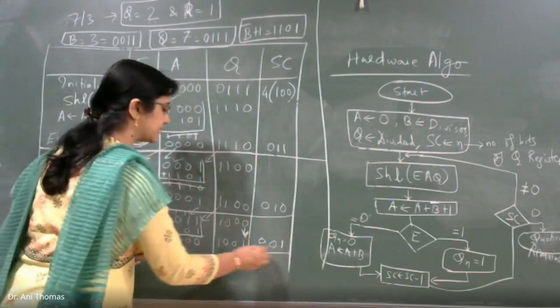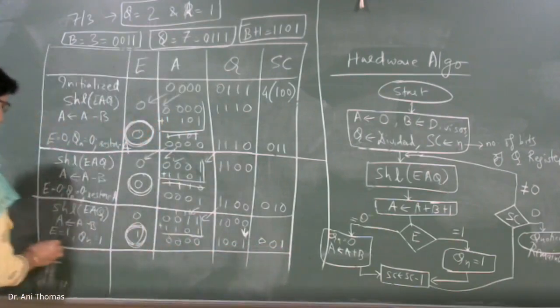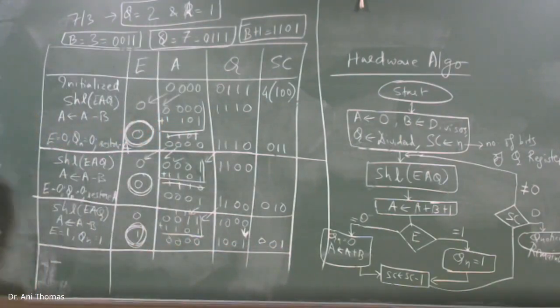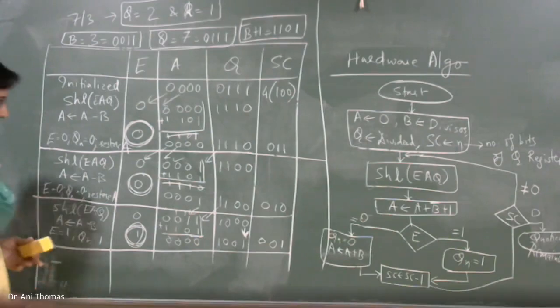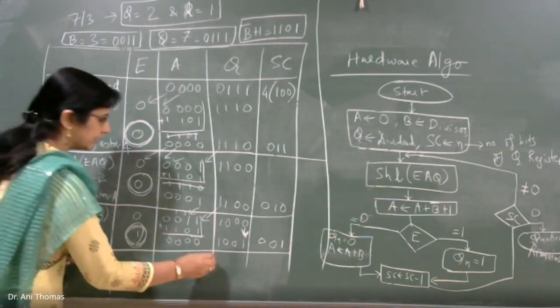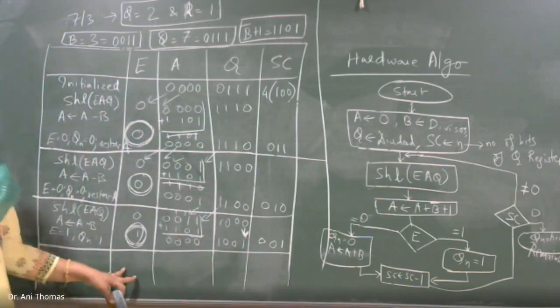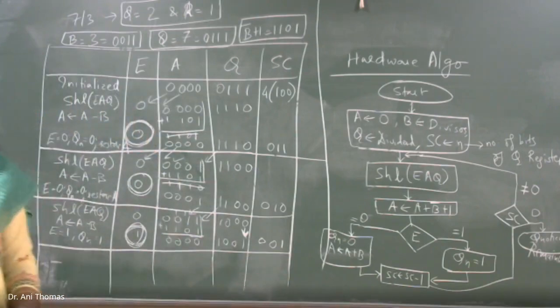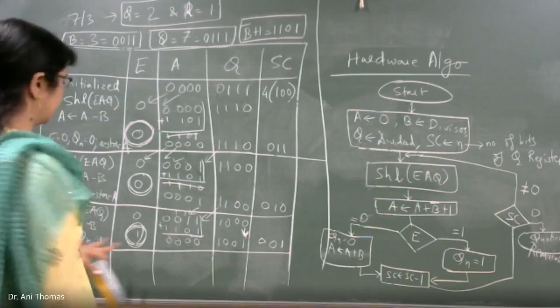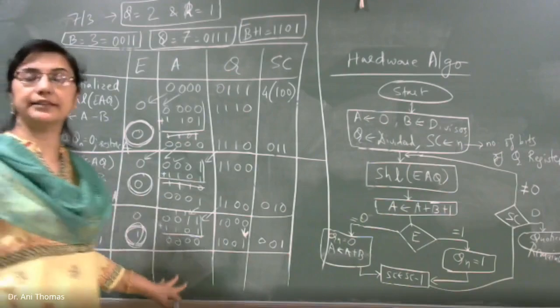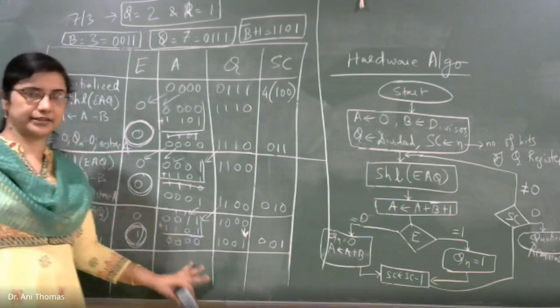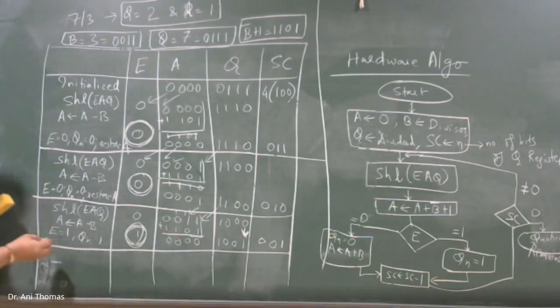So I think this is the last step because we have come to 001. Fine. So we will do the last step and then we will verify whether we are getting the quotient in Q and the remainder in A register. That we have to verify. Okay. So we will write this one.